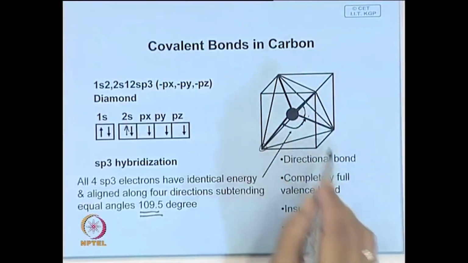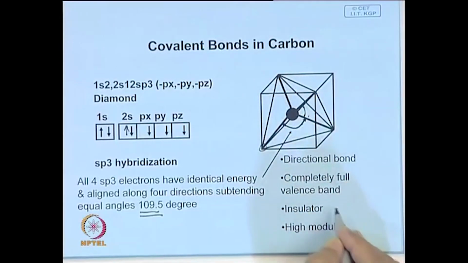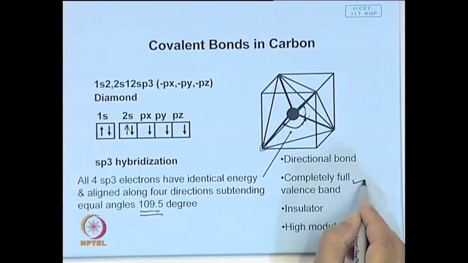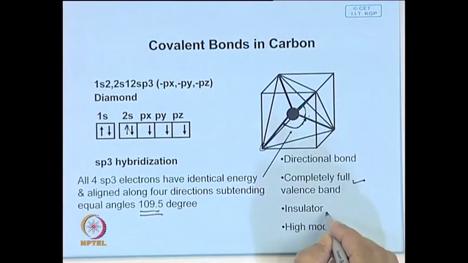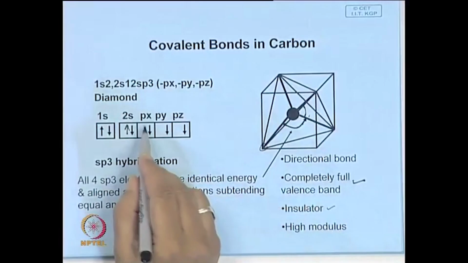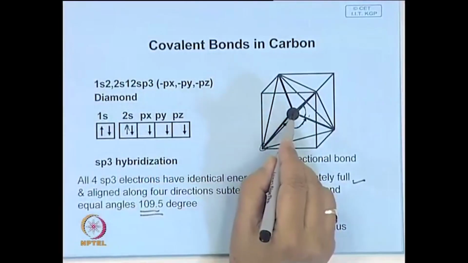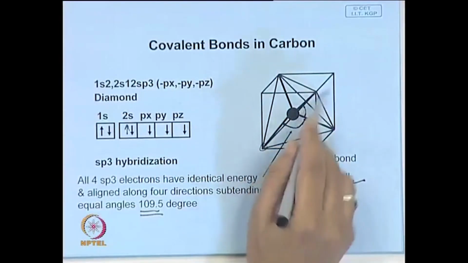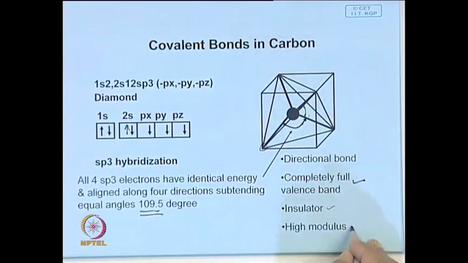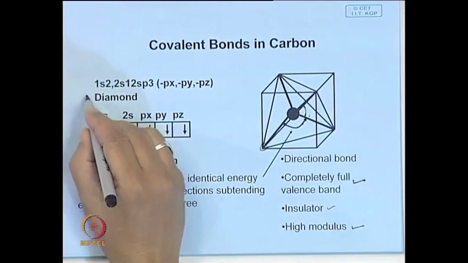Now, this type of bond is highly directional. It has a completely filled up valency band. So, there is no electron to carry charge. Therefore, it is an insulator, it has insulating property, and this bonding is extremely strong. The distance between carbon to carbon atom is very less. So, therefore, it has high modulus. So, this is the structure you get in diamond.